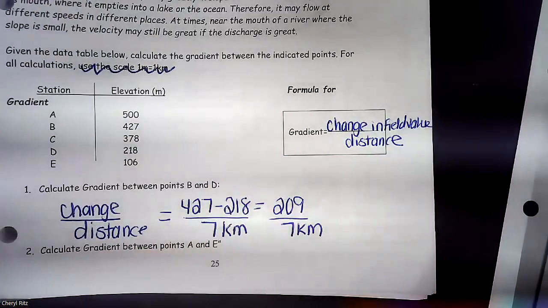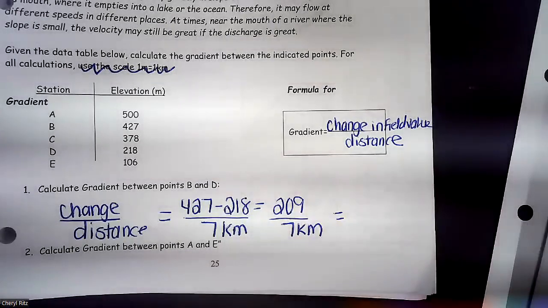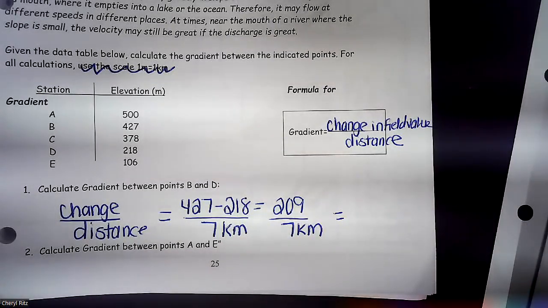So again, how do we find the gradient? Well, we already subtracted to get the change. We got the 209. Now we divide 209 by 7. James, you're still in charge here. 209 divided by 7.